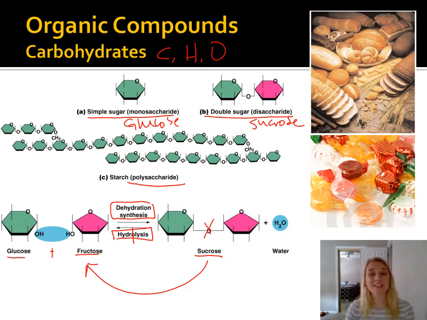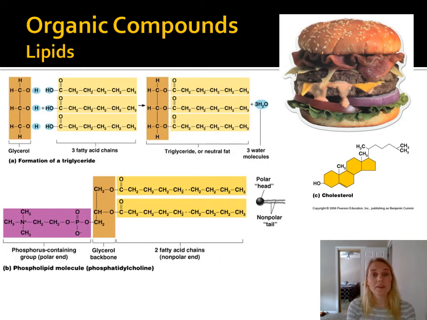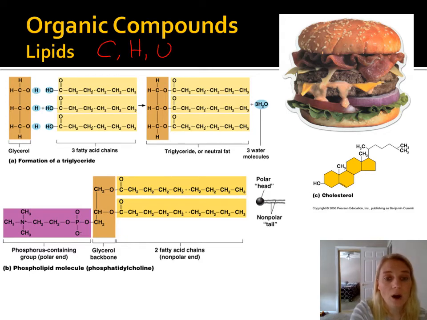So those are carbohydrates, primarily used for energy. So we burn these in our mitochondria to give us that ATP. Okay. The next is lipids, also only made up of carbon, hydrogen, and oxygen. There's no nitrogen associated with lipids. There's a couple different types of lipids here.